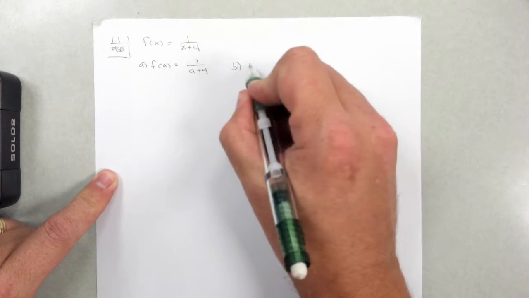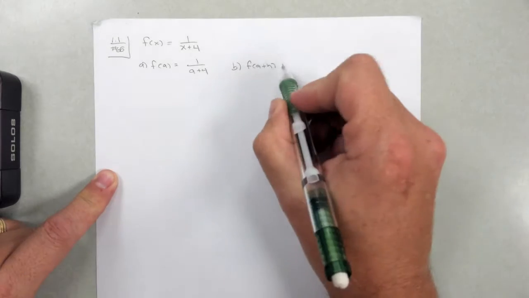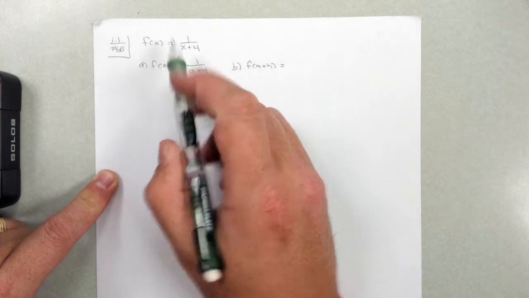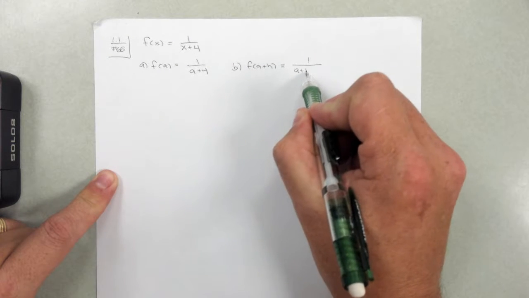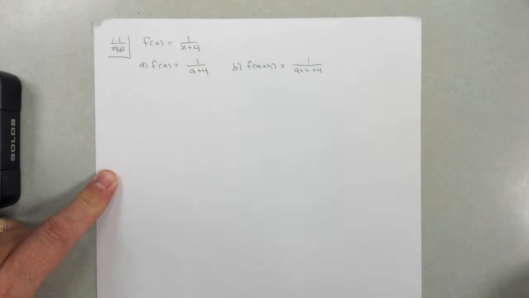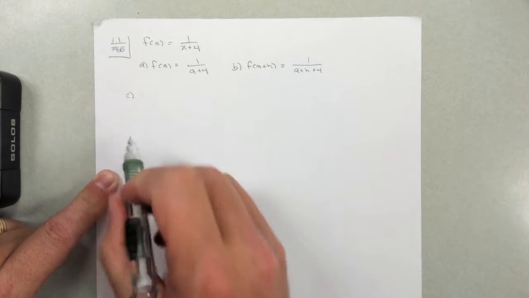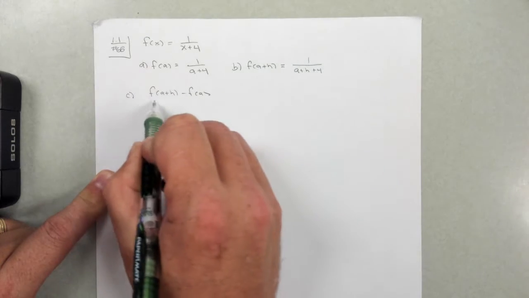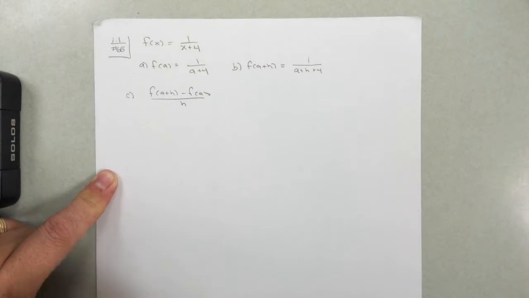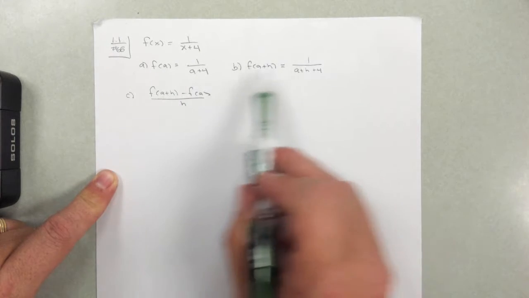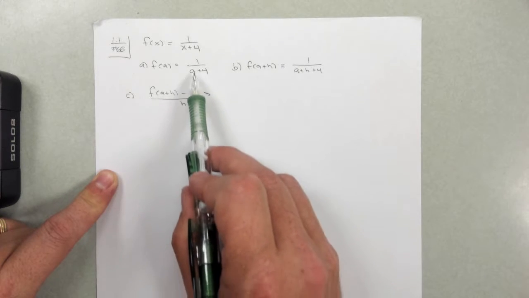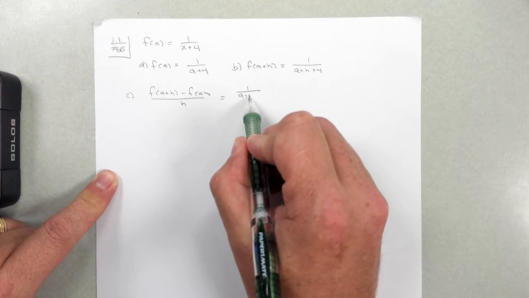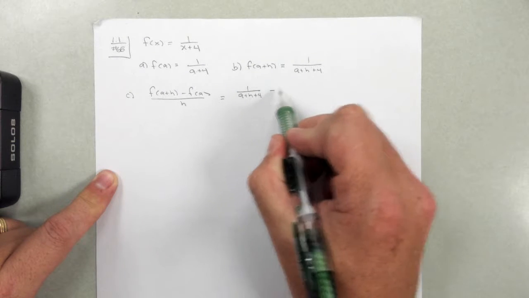Part B was to find f of a plus h. Just take the a plus h that's here, plug it in for x here, and we'll get 1 over a plus h plus 4. Then part C was to do f of a plus h minus f of a, all over h. So basically we have to take our answer from part B, put it here, our answer from part A, put it here, and I think most people were actually okay with this. It's simplifying to our final answer that we struggled with.